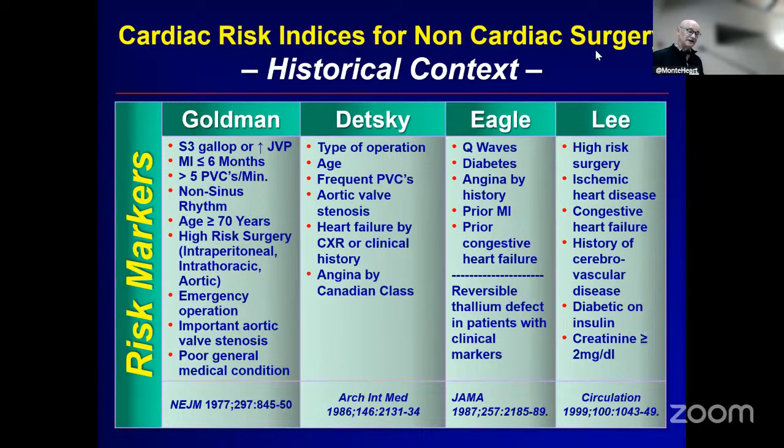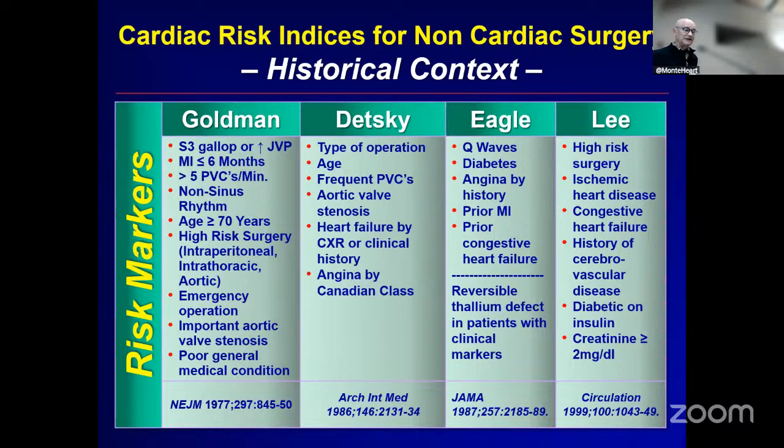On the left side here, Lee Goldman really started this in the late 70s. He did a study when he was a resident at Mass General of, I think, about 1,000 patients to discern what were the cardiovascular markers of risk for non-cardiac surgery. And they're not surprising: basically signs of heart failure, recent MI, older age, high-risk surgery, aortic surgery, important aortic valve stenosis, and poor general medical condition.